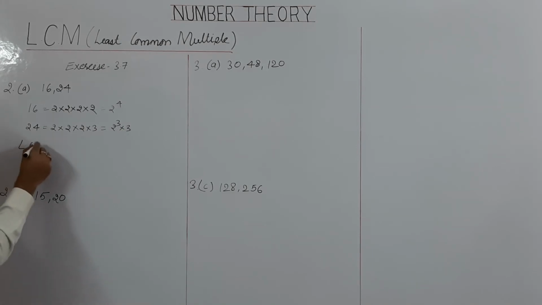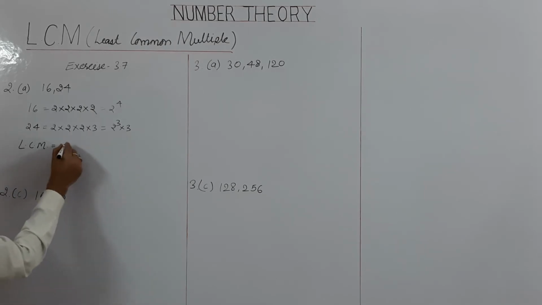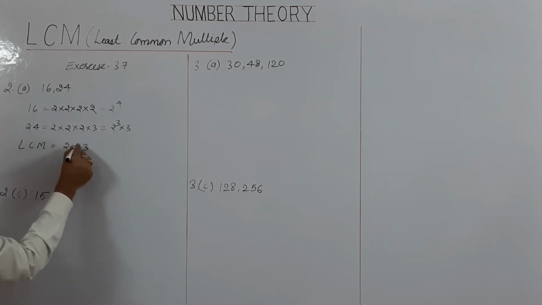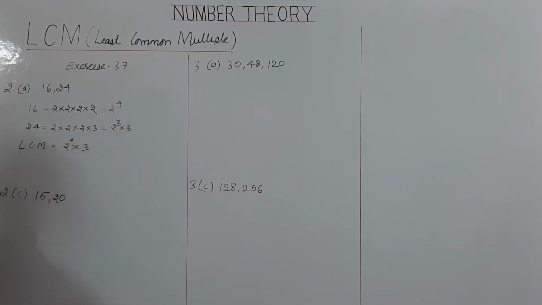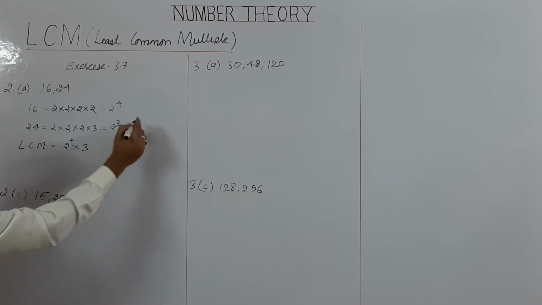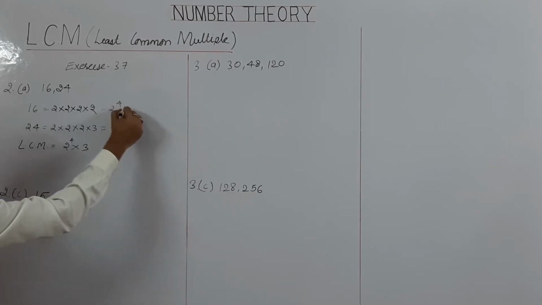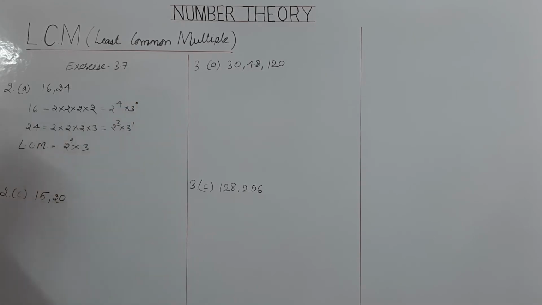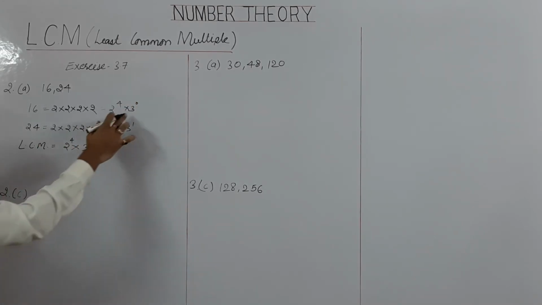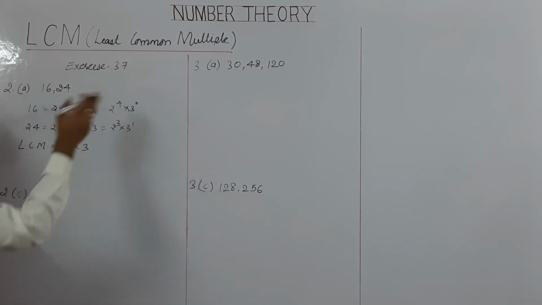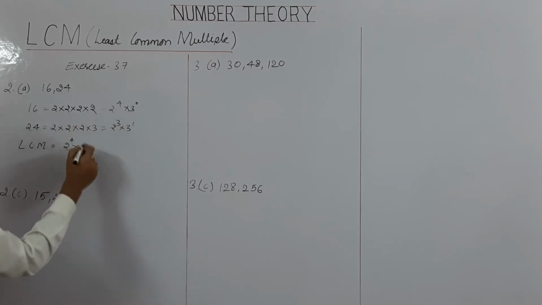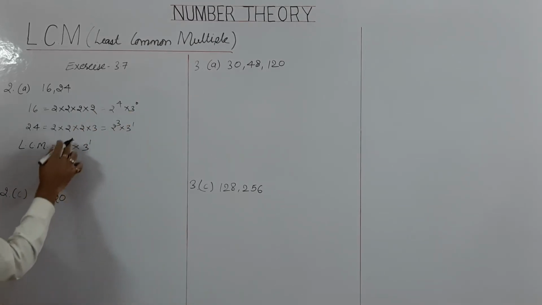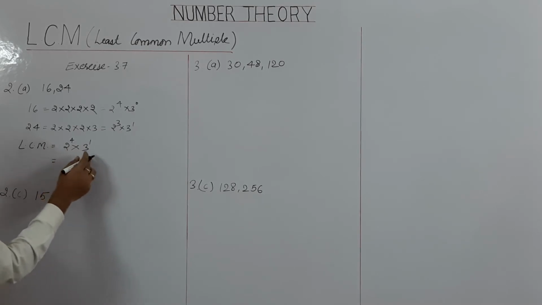Now LCM, we have to take highest powers of primes. 2 and 3, these are 2 primes. Highest power of 2 is 4, and of 3, highest power is 1. Highest power of 3, 3 to the power of 1, and you can also write 3 to the power of 0 in place of nothing, just write 1, and then 1 is equal to 3 to the power of 0. So highest power of 3 is 1, and the answer is 2 to the power of 4 into 3.